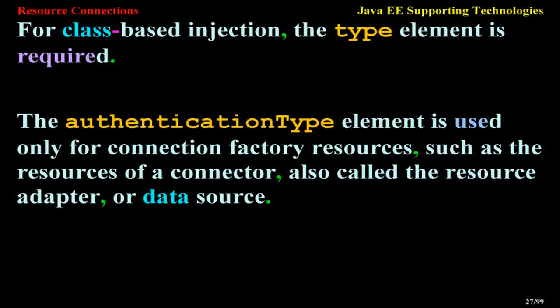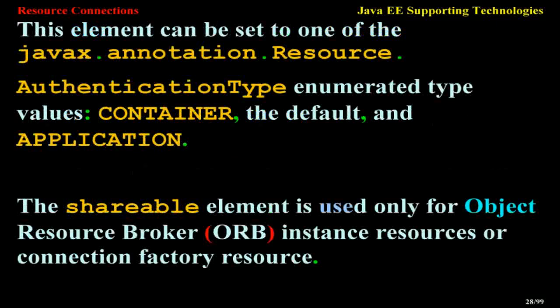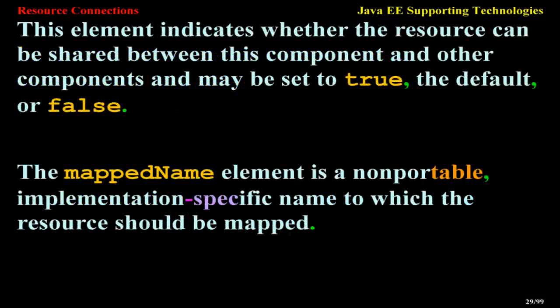The authenticationType element is used only for connection factory resources, such as the resources of a connector, also called the resource adapter, or data source. This element can be set to one of the javax.annotation.Resource.AuthenticationType enumerated type values: CONTAINER, the default, and APPLICATION. The shareable element is used only for Object Request Broker instances or connection factory resources. This element indicates whether the resource can be shared between this component and other components and may be set to true, the default, or false.